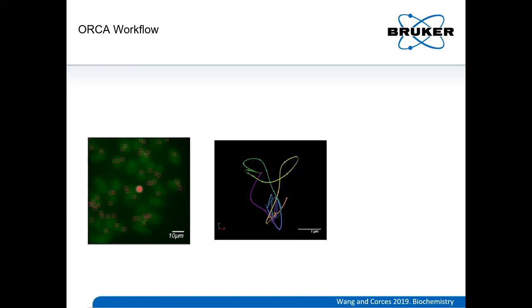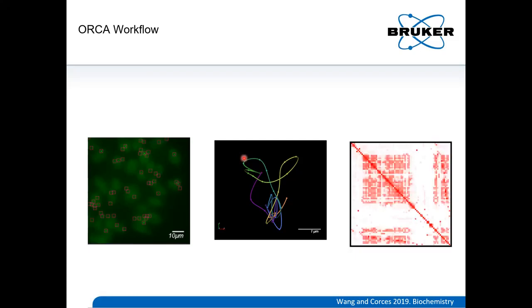For each cell, a distance map is created from measuring the distances between each segment, and then a contact frequency map is generated in SRX software by averaging the distance maps associated with ORCA walks of all the cells. And then this data can also be exported in standard formatting associated with Hi-C data so that the data can be viewed in other external software other than our own.